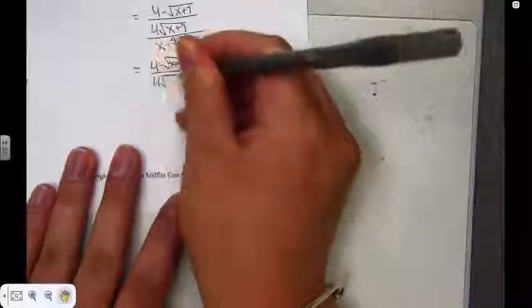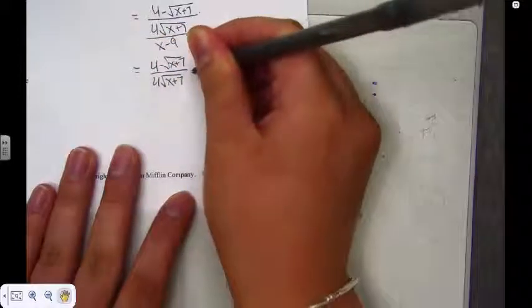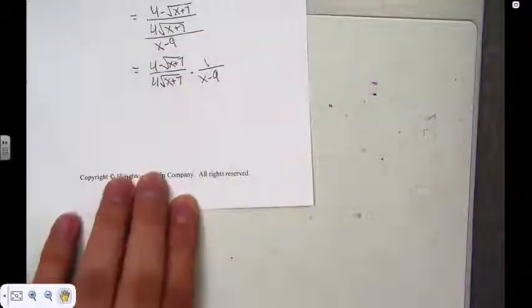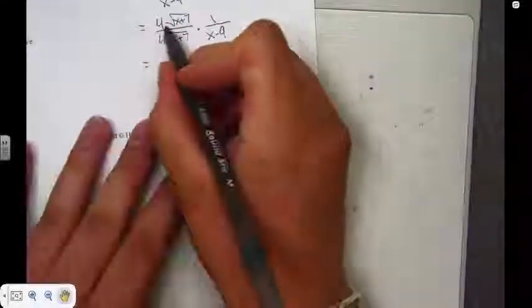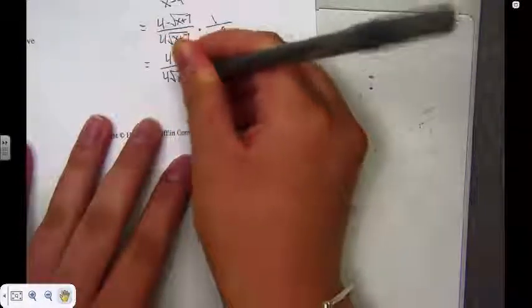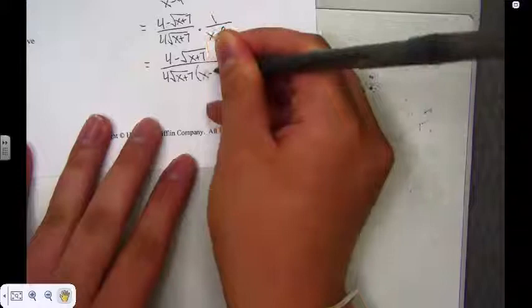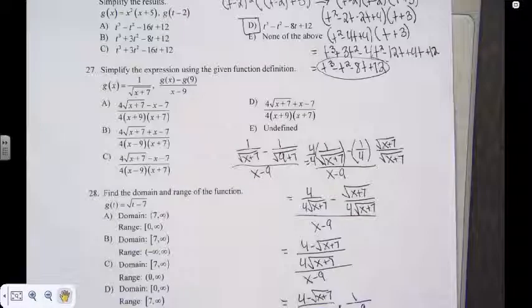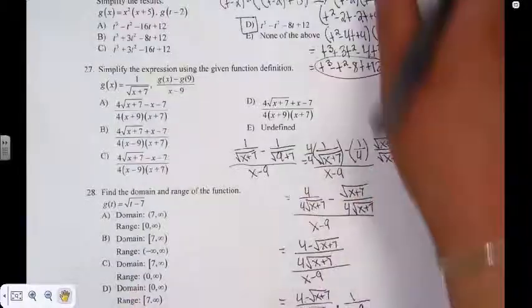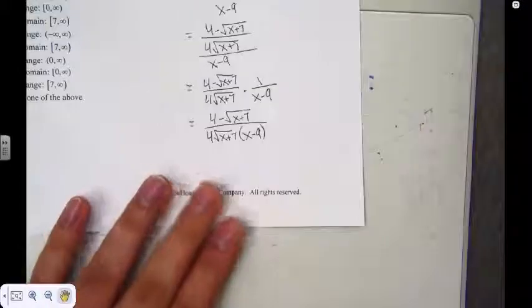Over 4, then times 1 over x minus 9. Now we can multiply these two together. So this times 1 will be the same value. And then over 4 square root of x plus 7 times x minus 9. And if we look at our options for answers up here, we don't have any square roots in the denominator. So we're going to need to simplify that.